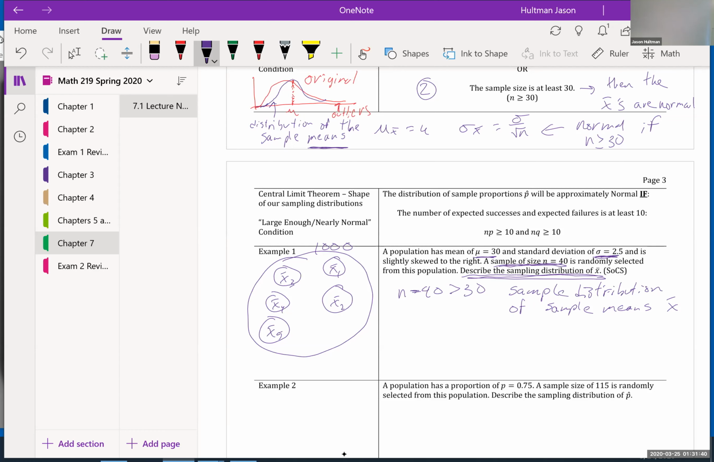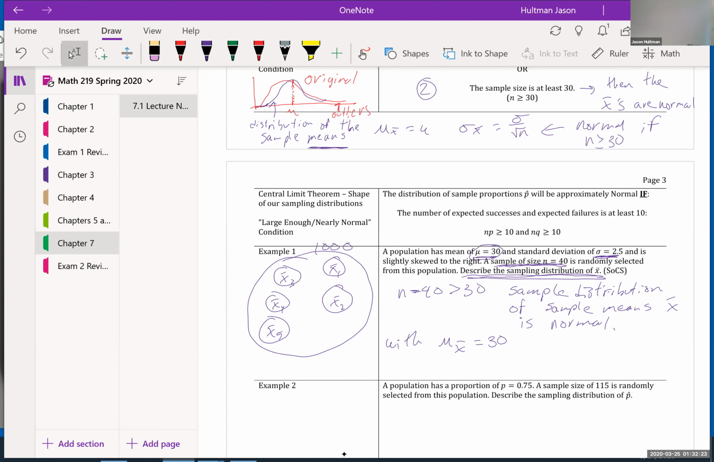And when I do all of these averages of the original, I could have some really high numbers, but they're going to get counterbalanced by some low numbers as well. And as an aggregate, it's going to end up being a normal distribution. So the sampling distribution of sample means is normal, or nearly normal, with mu of x bar equaling the original mu. Well, what's the mu of the population? It's 30.